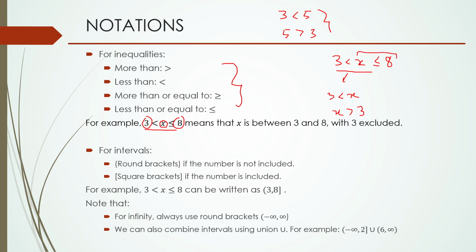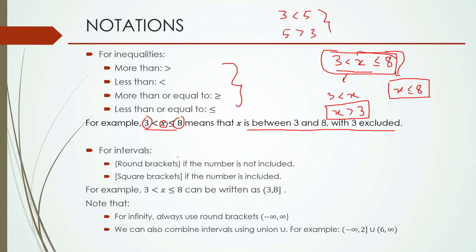And same goes over here. So here, x is less than 8. So x is more than 3, but at the same time, x is less than or equal to 8. That means x is between 3 and 8 with 3 excluded. This is just for you to understand what this actually means.